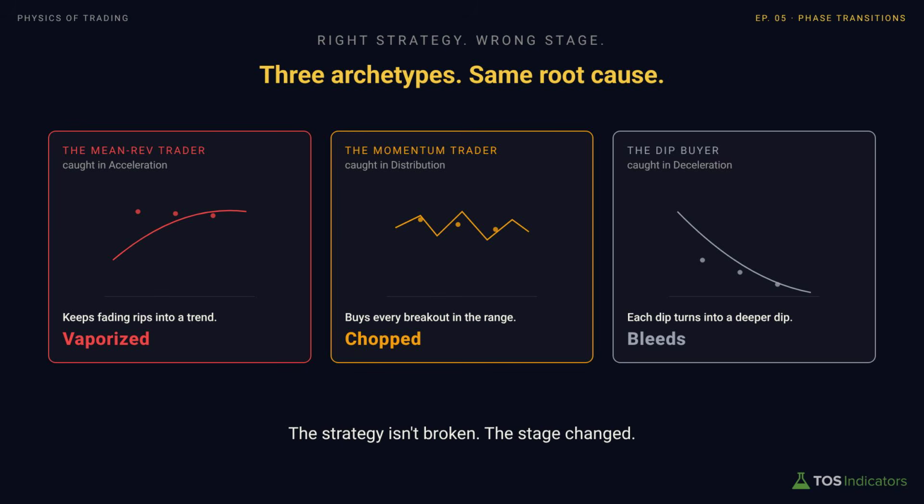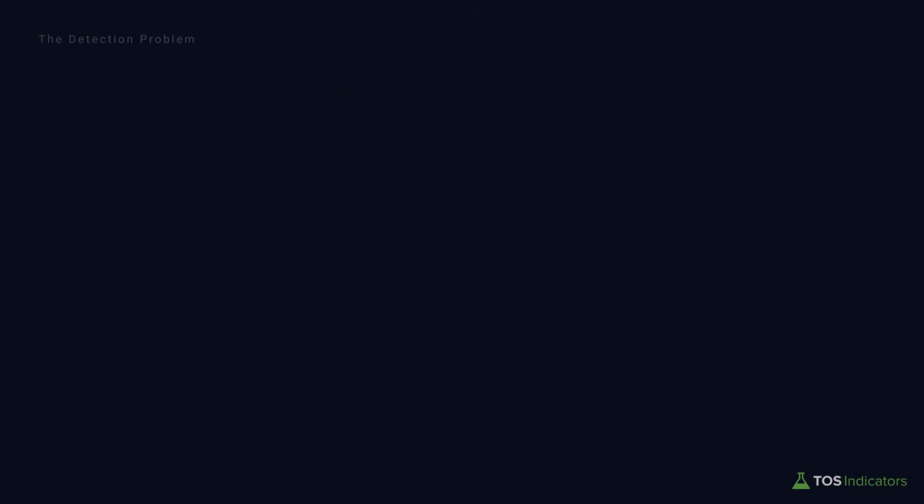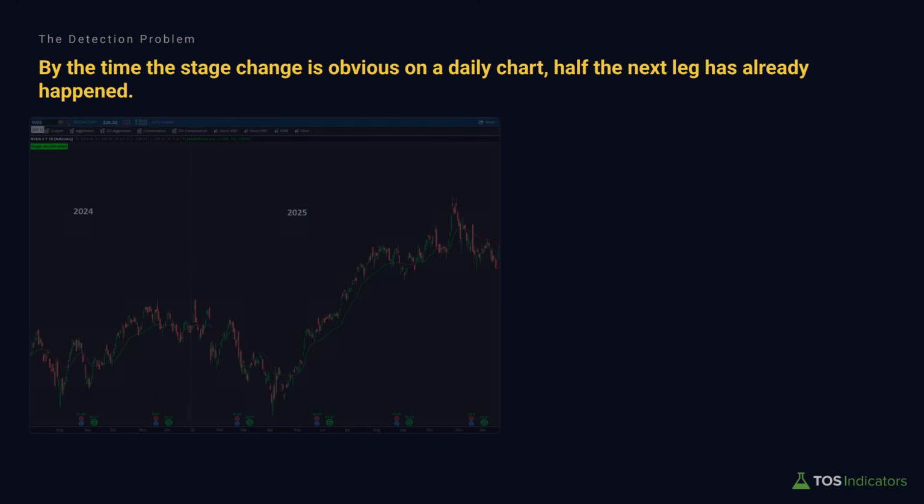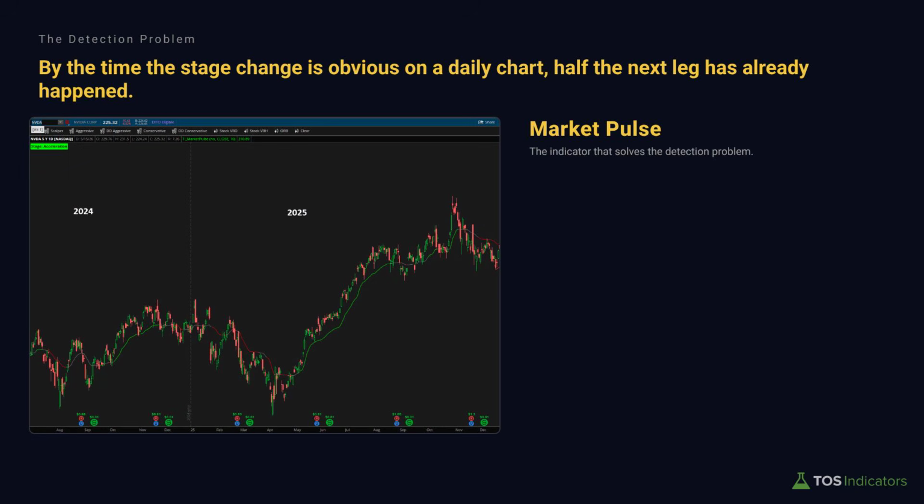So in every case, the strategy is not broken. It's simply that the trader needs to recognize what market stage we're in and deploy the right strategies for that particular market stage. Now, this raises, I think, a question: how do you know what market stage you're in?